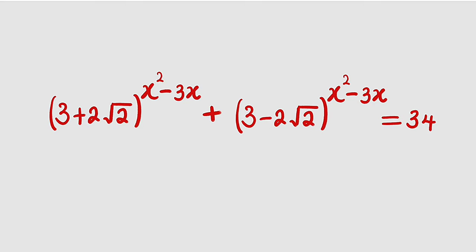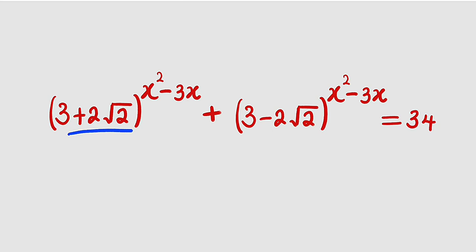Hello, good day viewers. In this tutorial, we are going to find a solution to this interesting exponential equation, which is (3 + 2√2)^(x² − 3x + 3) − (3 − 2√2)^(x² − 3x) = 34. All right, let's get started.